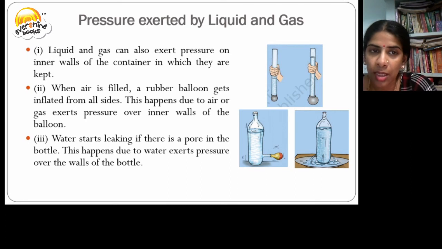So we can say that liquids and gases exert pressure on the inner walls of the container, which you can see when a rubber balloon gets inflated from all sides. When water begins to leak due to the presence of a pore, we can say water exerts pressure over the walls of the bottle.